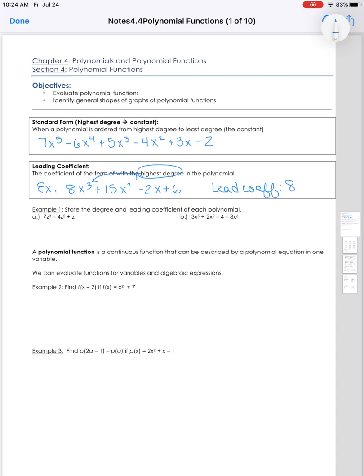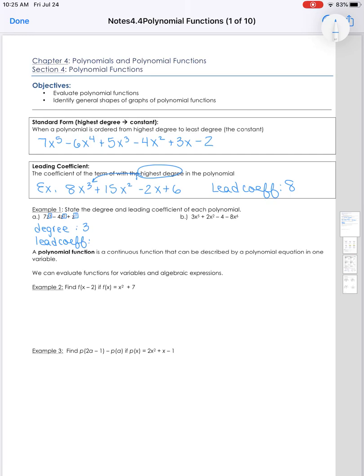The leading coefficient is the coefficient of the term of the highest degree in the polynomial. So for example, if I say 8x to the 3rd plus 15x squared minus 2x plus 6, this would be the highest degree right here, which means your leading coefficient has to come in front of that term, which would be 8 in this case.